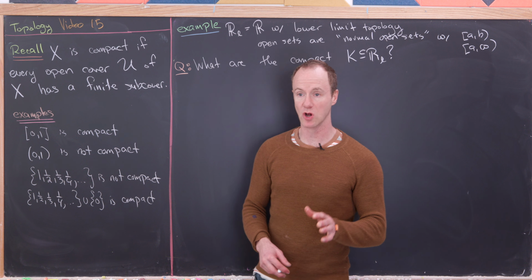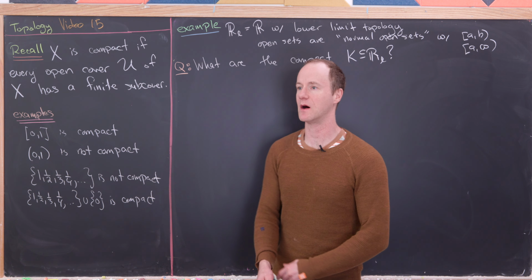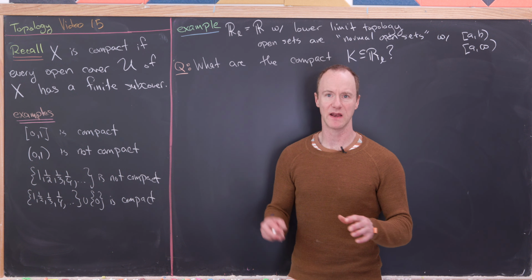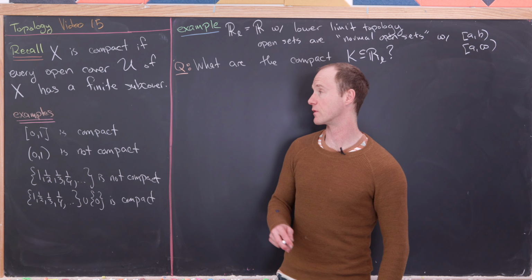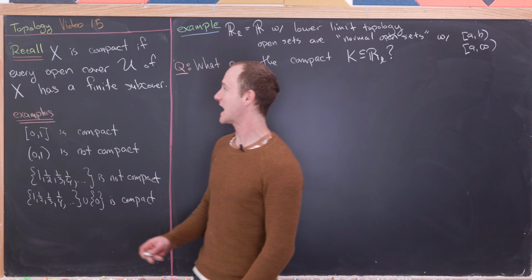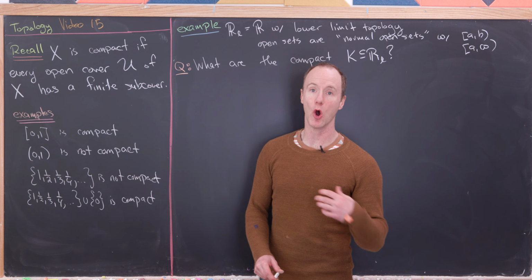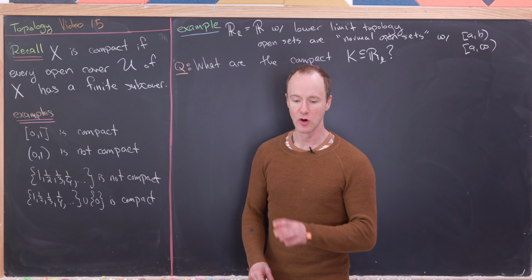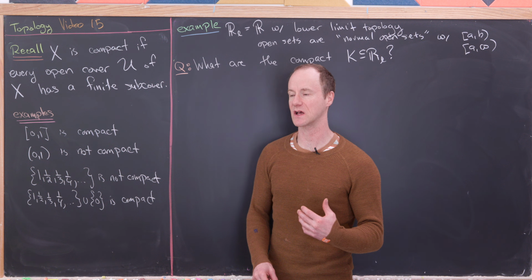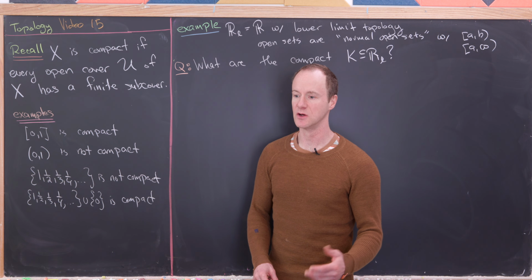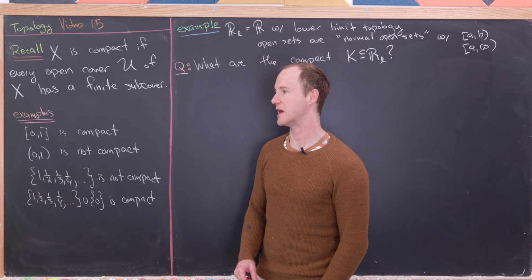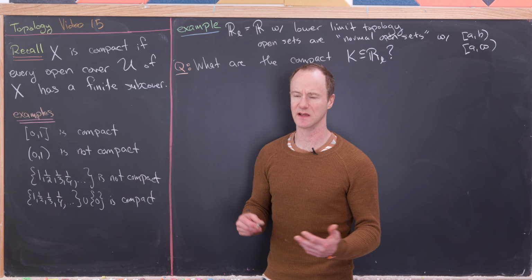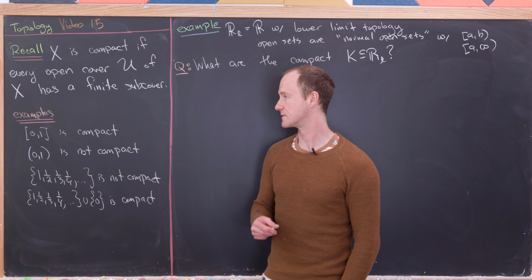Let's first recall our definition of compactness. Now, this isn't the full definition we wrote last time, but it captures everything that we need to remember. So we say that X is compact if every open cover U of X has a finite subcover. Recall that an open cover was a collection of open sets that union to the whole space. And a finite subcover is simply a finite subcollection of that collection.